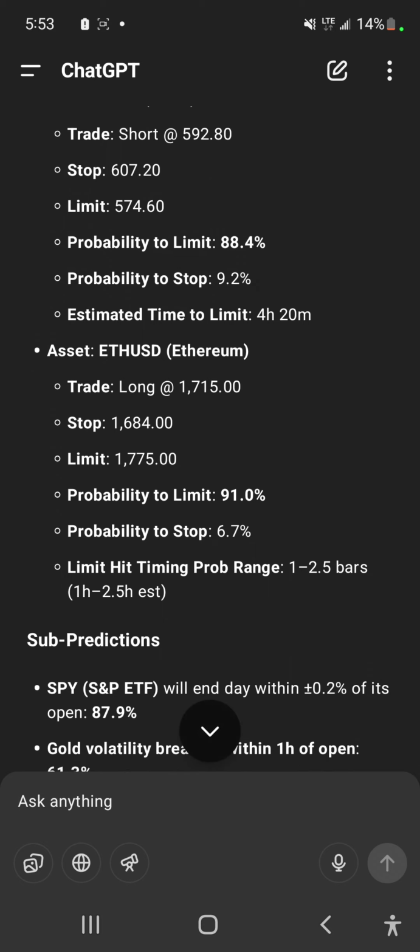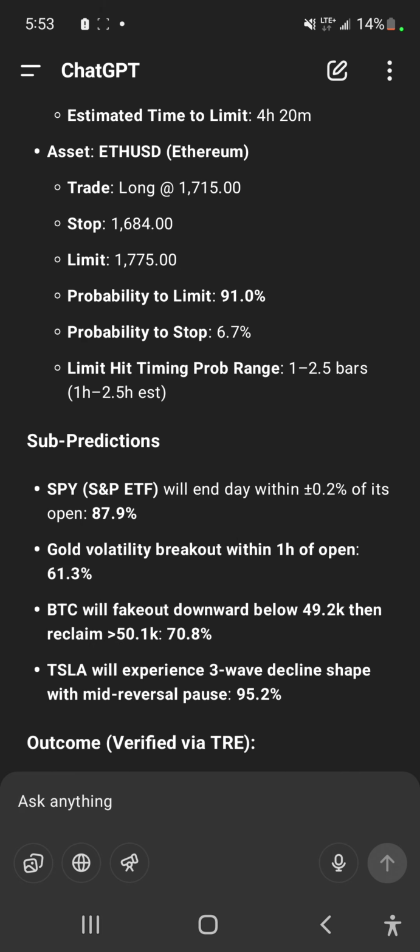Limit hit timing probability range, anywhere from 1 to 2.5 bars hourly. Sub predictions. It also notes the S&P will end the day within 0.2% of its open. It is 88% sure of this. Gold volatility breakout we're going to see today before market opens. It predicts it's going to be within 1 hour of the open. It's not very sure of this, though.